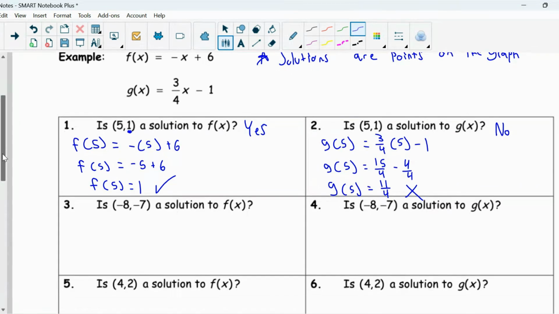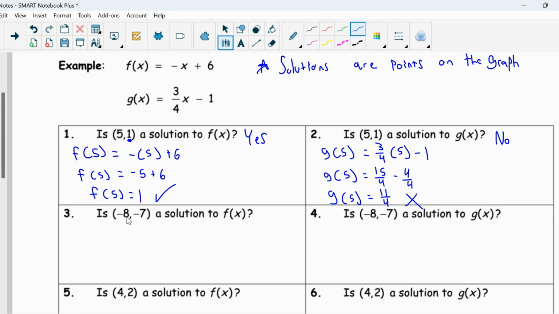Okay? So let's do this for one more set of ordered pairs, and then we will leave the other one for class. So we have f of negative 8 equals negative 8 plus 6. Okay, we can simplify that as negative times negative gives you positive. 8 plus 6 gives you 14, which is not equal to 1. So no, negative 8 comma negative 7 is not a solution to f of x.